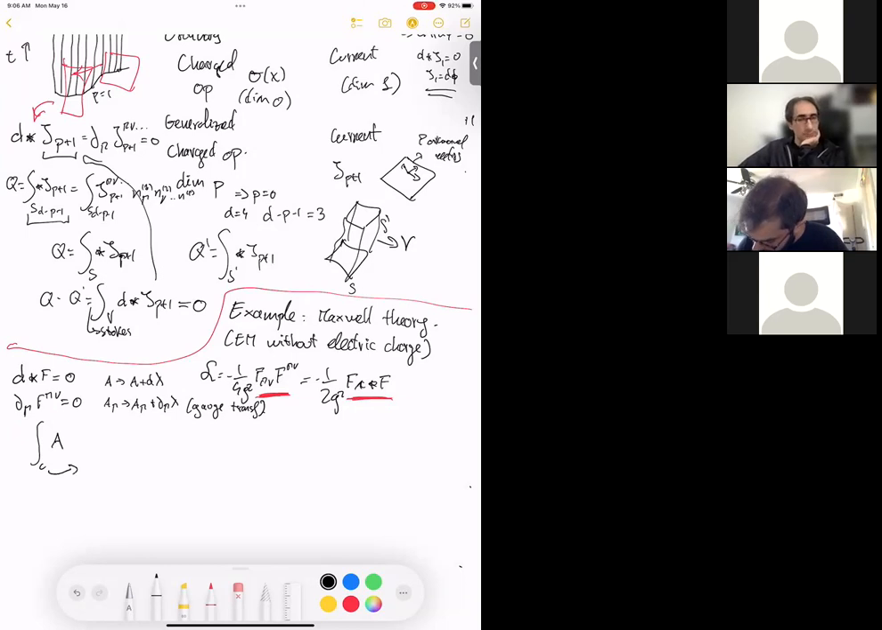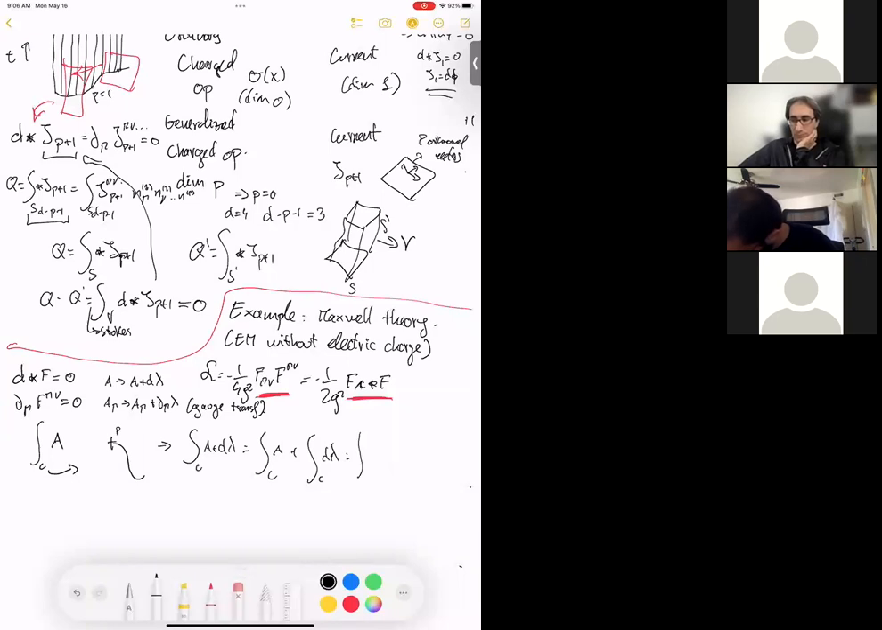Now, if the curve C where I'm integrating has endpoints, some endpoint P, then this integral is not gauge invariant, because the integral over C of A plus d lambda is going to be equal to the integral of A over C plus the integral over C of d lambda, which is the integral of A over C plus lambda at P1 minus lambda at P0, where I'm putting the endpoints P1 and P0. So this is not gauge invariant because it changes under gauge transformation.